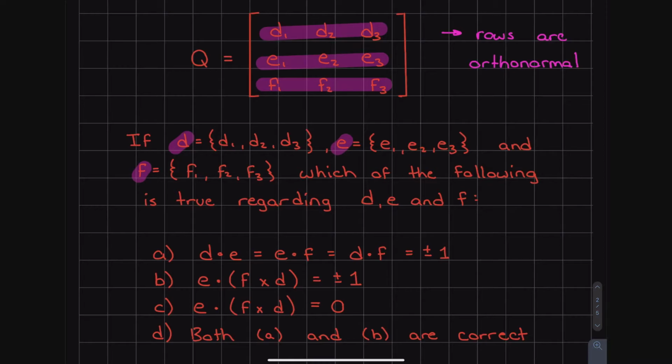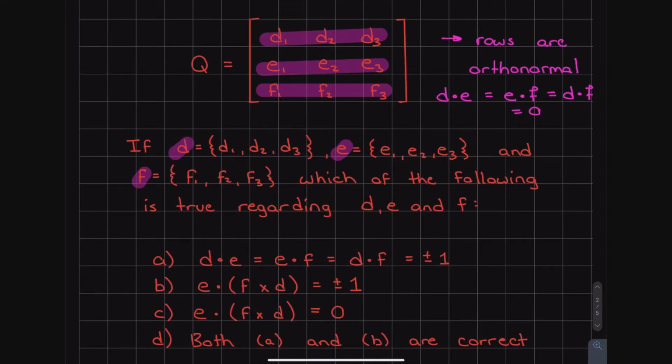So D dot E is going to be equal to E dot F, which is equal to D dot F. And all of these are equal to 0, because remember that property states that if we have an orthonormal matrix, then the rows are orthogonal to each other. So if we come down to our possible choices, statement A says that D dot E, and so on, is equal to plus or minus 1.